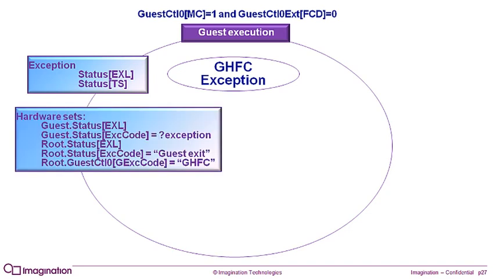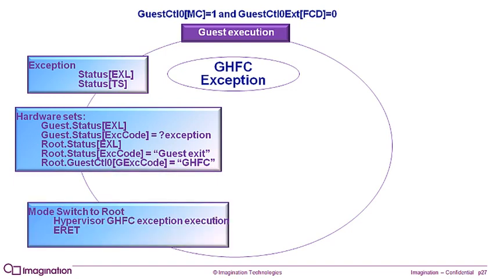When an exception occurs, the guest context is updated with any information that is normally updated in accordance with the exception type, and EXL is set. The root context is modified by setting exception level bit root status EXL, setting the exception code field root cause EXC code to guest exit, and the root guest control GEXC code to indicate that the guest hardware field change exception occurred. Next, a mode switch will be done so the hypervisor can do what it needs to do in accordance with the system security policy.